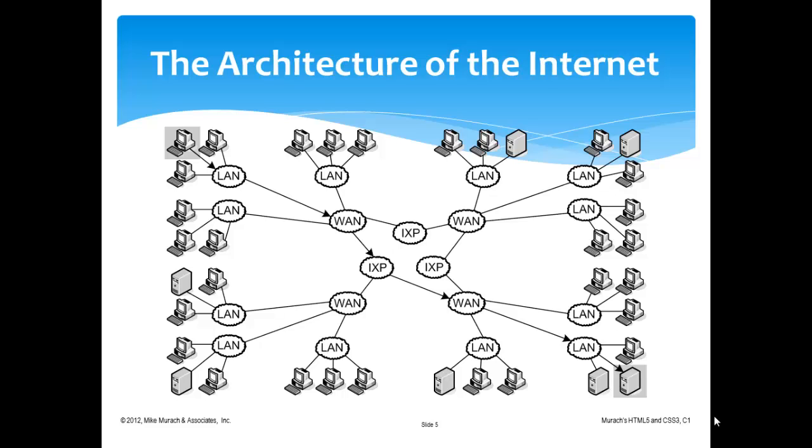WANs, or wide area networks, consist of multiple LANs that have been connected together over long distances using routers. The routers route information from one network to another and can be owned privately by one company or shared by multiple companies. WANs connect to the internet through Internet Service Providers, also known as ISPs, and these ISPs lease access to WANs and individuals to connect to the internet.